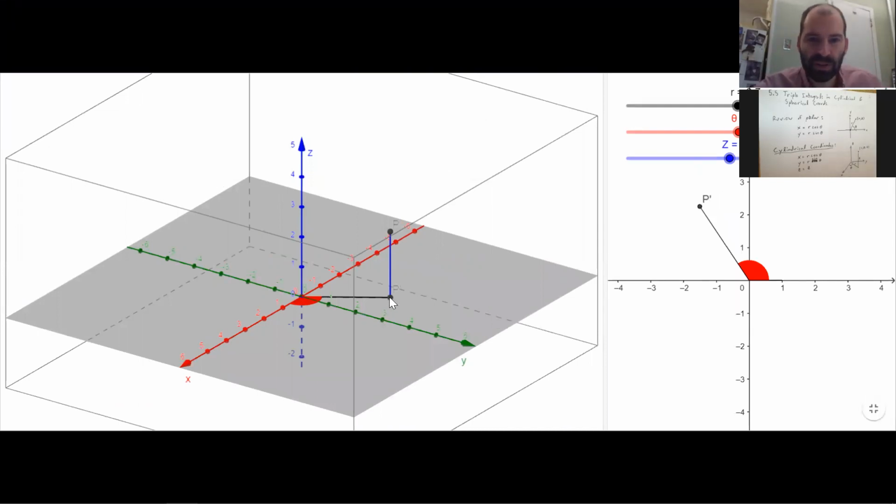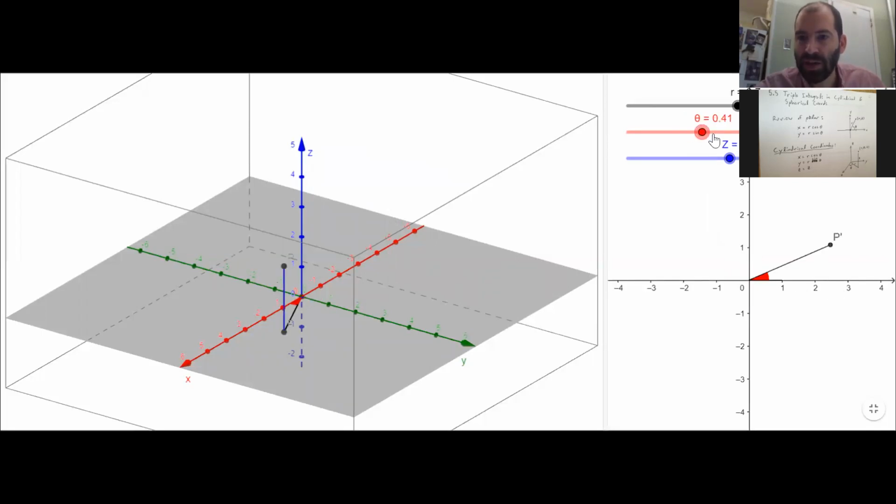This is the setup for cylindrical coordinates. On the right-hand side, we have the picture of just the XY plane. If I change theta, I'm changing the angle in the XY plane of the point that I'm talking about. If I change r, I'm changing the distance that the point is from the origin. And then z just moves me up and down.